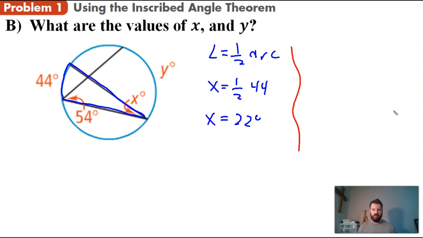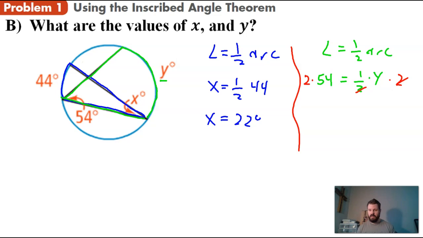All right, we'll do the same thing for part y. Again, we have angle equals half the arc. In this case, y is an arc. So y times 1/2 is equal to its angle that intercepts it. If I take the arc y and trace it back to the circle, we end up coming back to this angle of 54 degrees. So 54 equals 1/2 times y. If I multiply both sides of that equation by 2, that gives me that y is equal to 108 degrees.